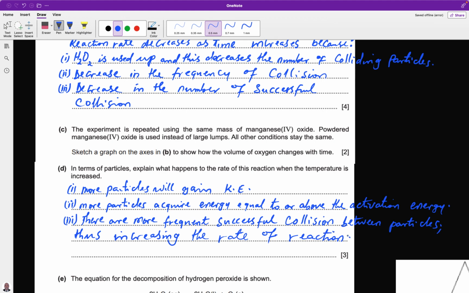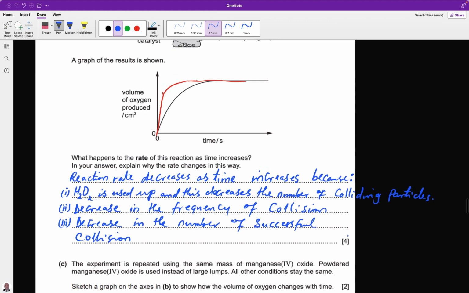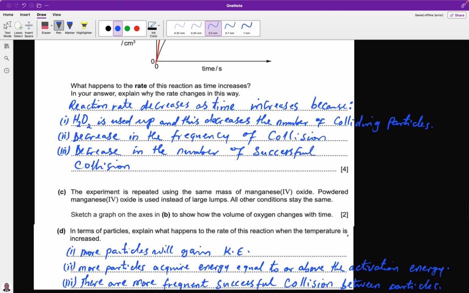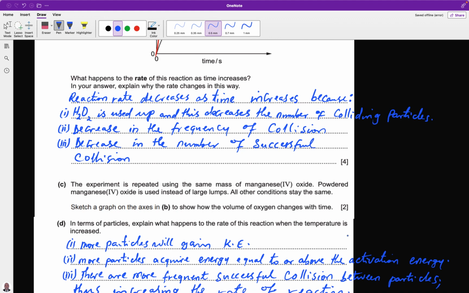So in trying to explain this, based on the curve, after changing the lumps into powder, we have increased the surface area of the reacting particles. The number of particles has now increased. There's an increase in collision, resulting in an increase in the rate of reaction.